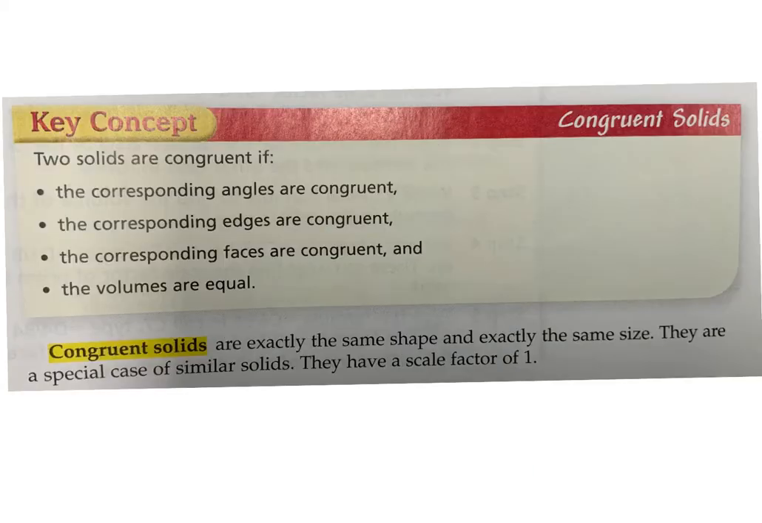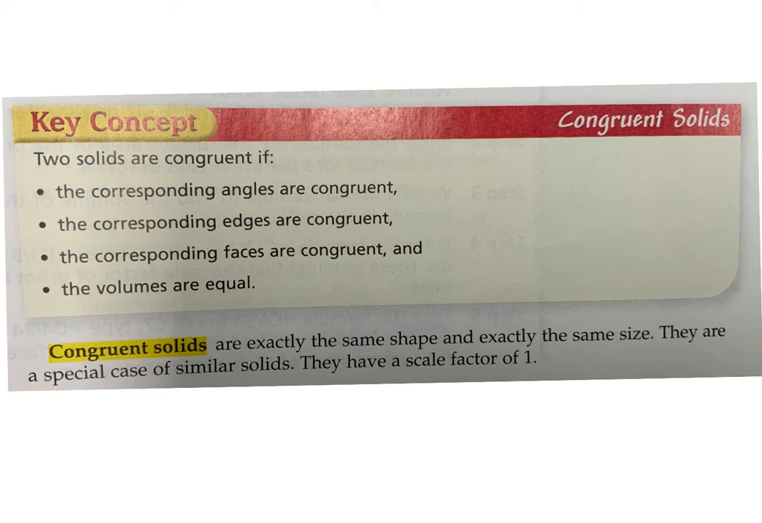So look at the next one. It says, key concept: two solids are congruent if the corresponding angles are congruent, corresponding edges are congruent, corresponding faces are congruent, and the volumes are equal. Congruent solids are exactly the same shape and exactly the same size. They are a special case of similar solids with a scale factor of 1.